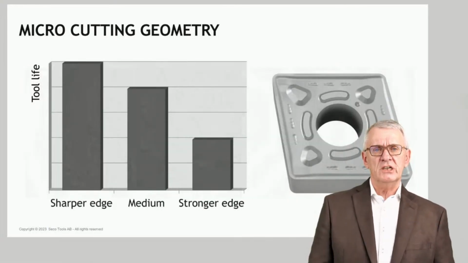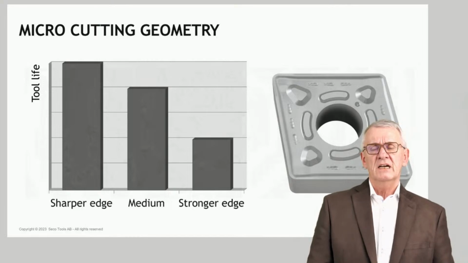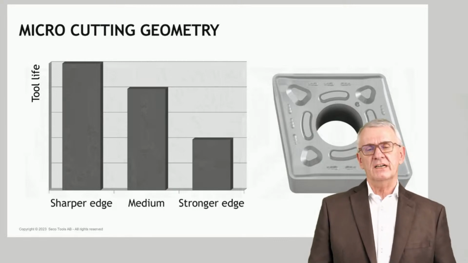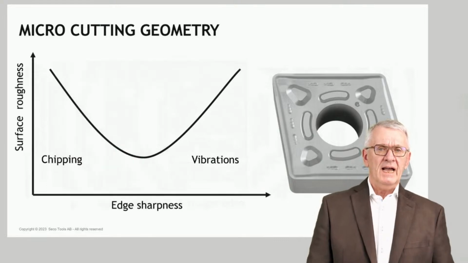Now, these microgeometries play a very important role when you talk about tool life. Sharper cutting edges give you longer tool life. The risk is that you have trouble with edge stability. That's the thing you have to worry about. But if edge stability is not an issue for you, you should use as sharp as possible cutting edges if you like to have long tool life.